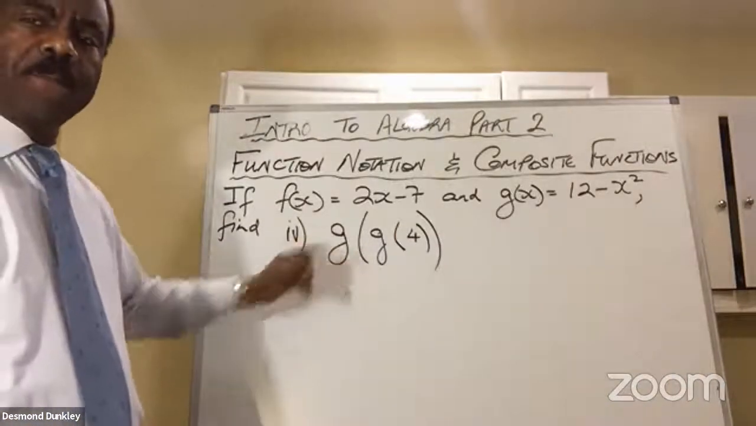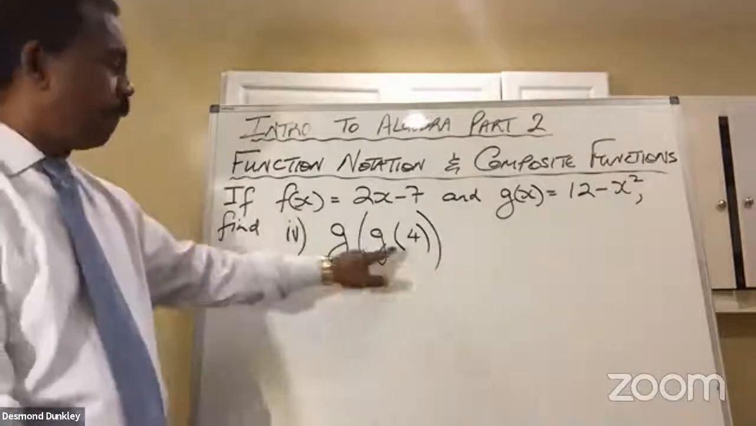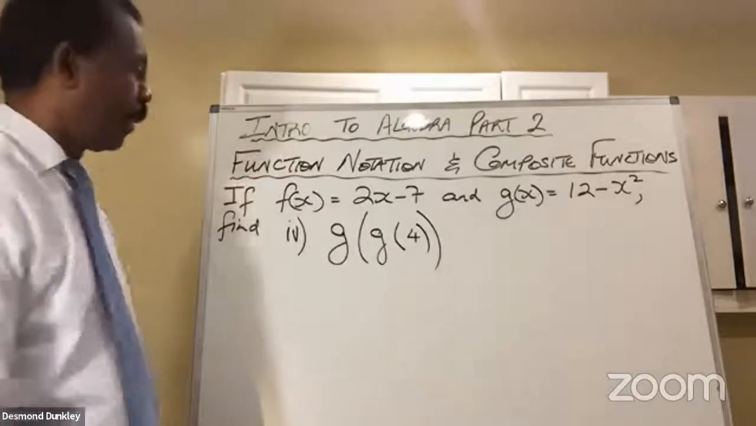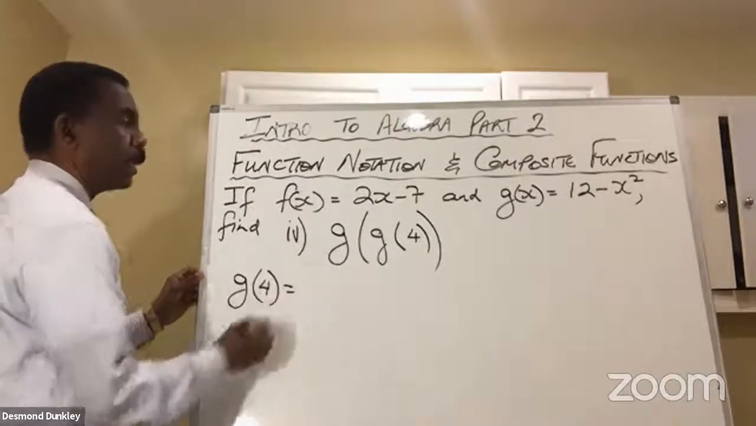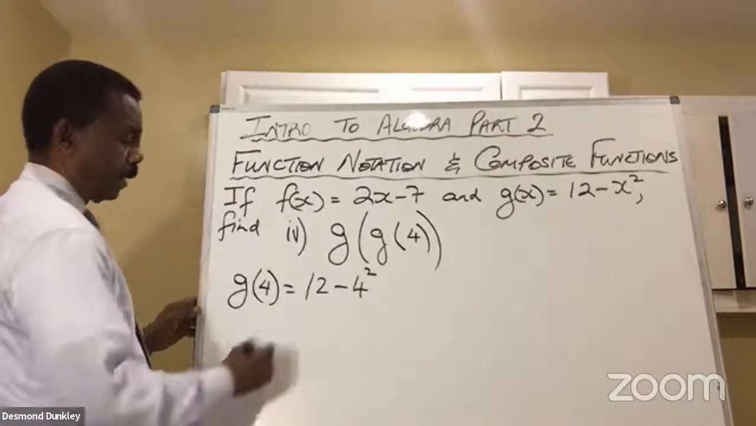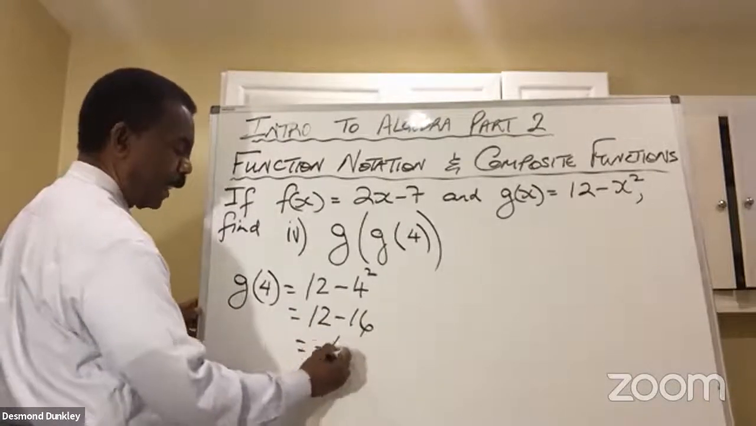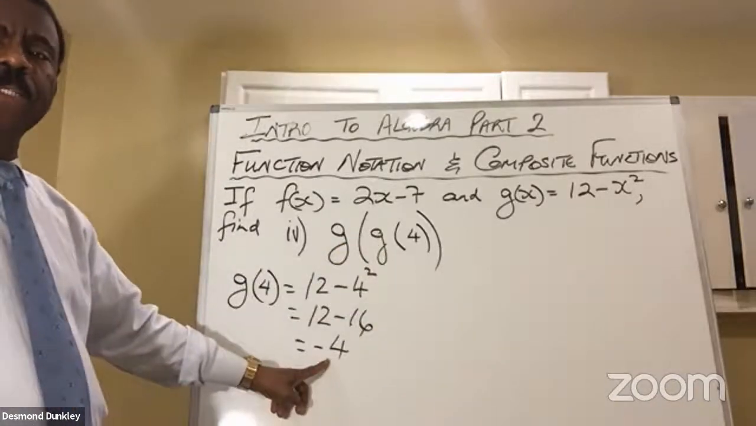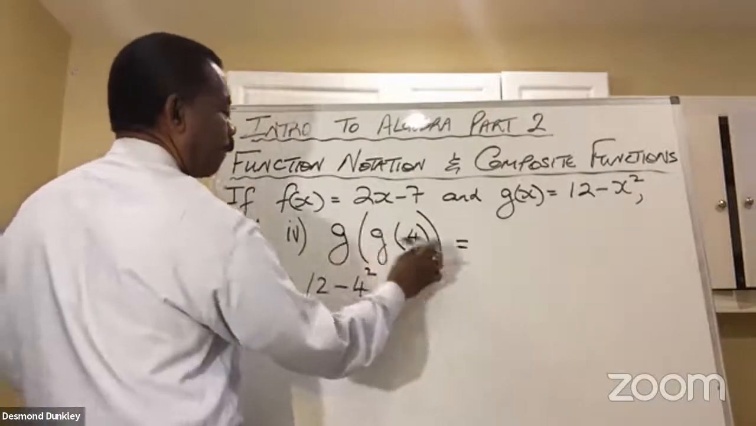So it's g of 4. Same process. You find what this is equal to, plug it into this. So here we go. g of 4 is equal to 12 minus 4 squared. It's equal to 12 minus 16, equal to -4. That's what the inside is equal to, -4. So now I have to find g of -4.